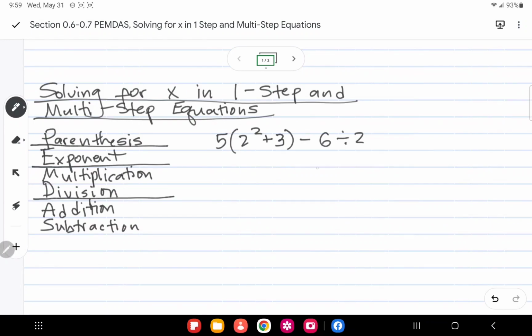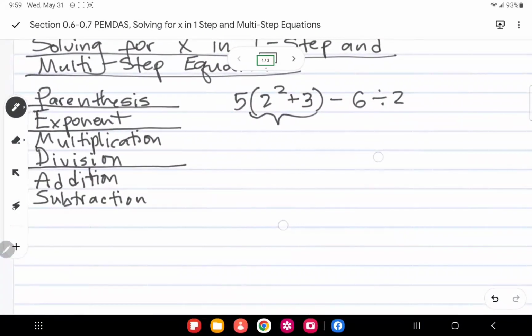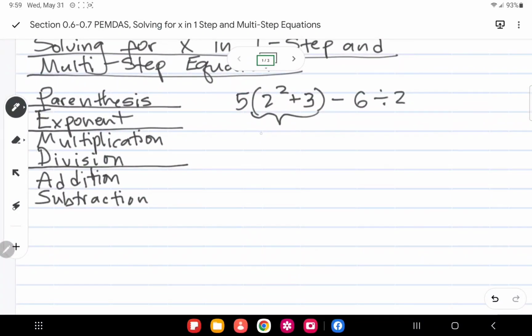So now we're going to analyze what's going on here. Do we have a parentheses in here? Yes, we do. It is right here. So we're going to start off with that. Inside the parentheses, we have 2 squared plus 3. Do we have another set of parentheses in there? Nope. So now we go to the exponent. Do we have an exponent? Yes, the 2 squared. 2 squared is 2 times 2, which is 4.